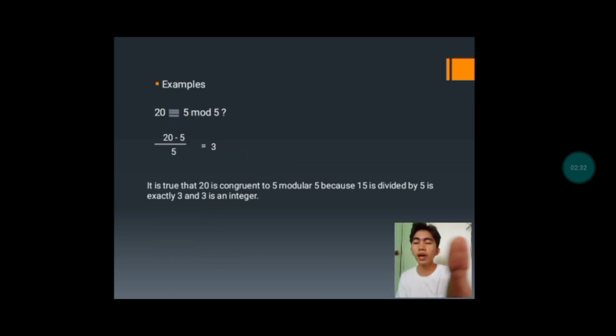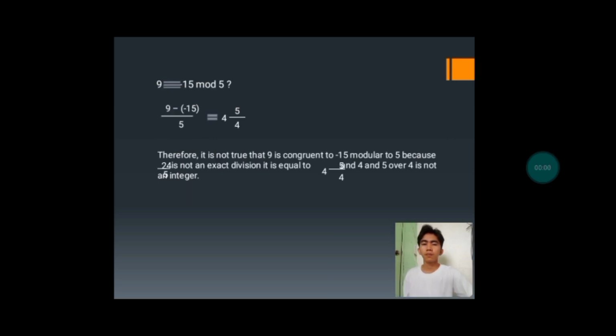So let's start with some examples. I have 5 examples here. First, 20 is congruent to 5 mod 5. Let's subtract: 20 minus 5 is equal to 15. Then 15 divided by 5 is equal to 3. So, it is true that 20 is congruent to 5 modulo 5 because 15 divided by 5 is exactly 3. 3 is an integer.